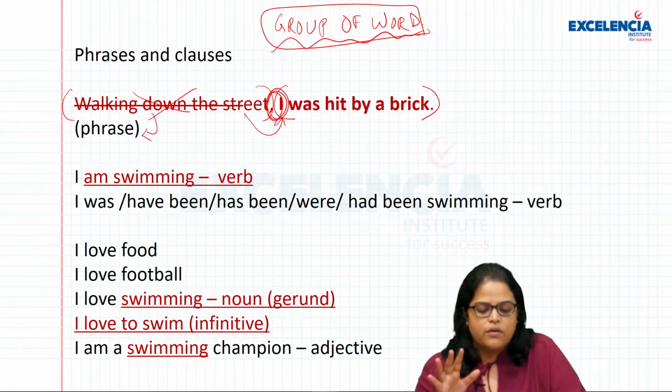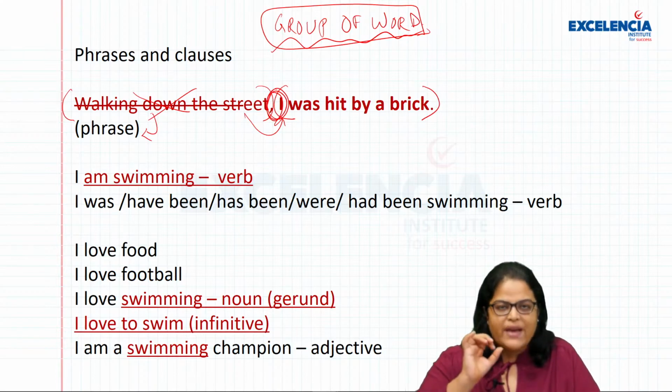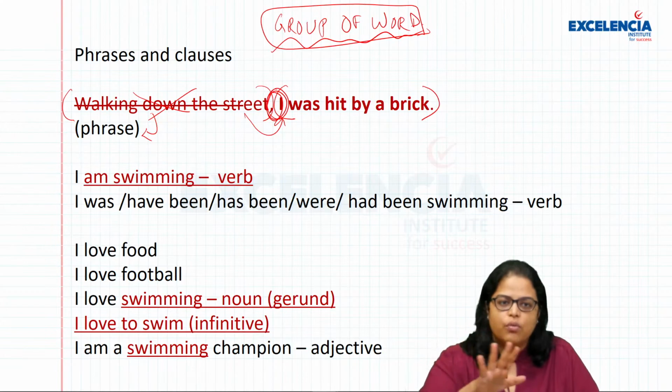Walking down the street is called a phrase. Why is it called a phrase? I'll come to that. But I've at least established that these are groups of words which are describing this pronoun I. Yes?